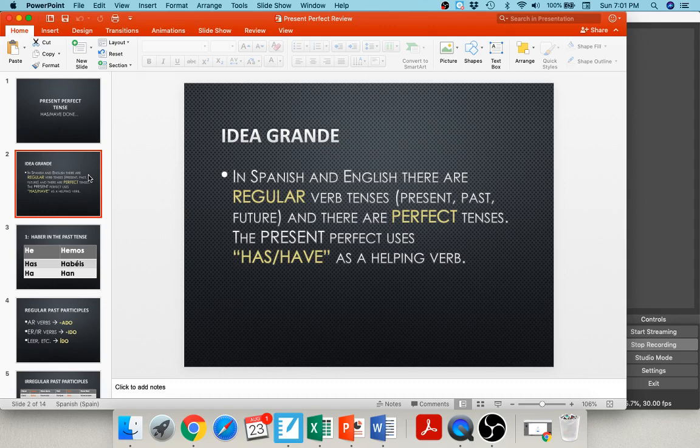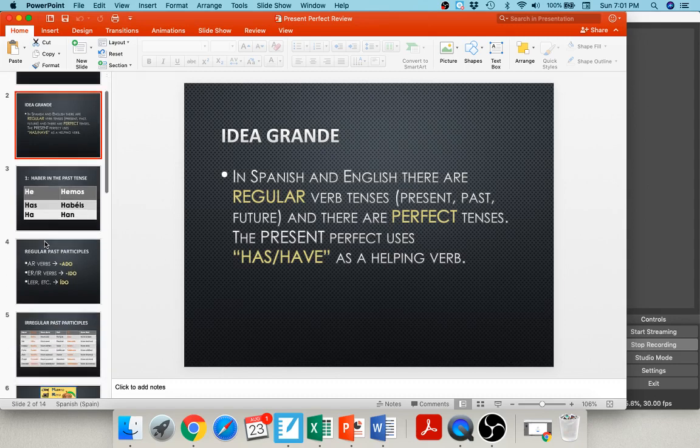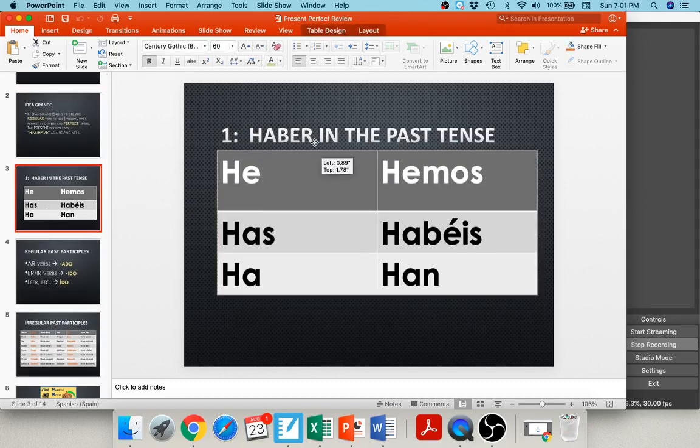You have the present, you have the past, you have the future, but there are also perfect tenses, and those perfect tenses tend to use a helping verb. In this case, the helping verb we're going to be talking about is the verb haber. Haber is our helping verb, and it's going to be translated as has or have in this context. So, as we look at conjugating haber, we see various conjugations here.